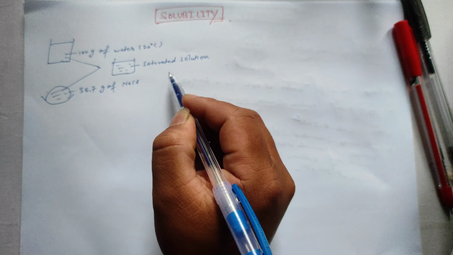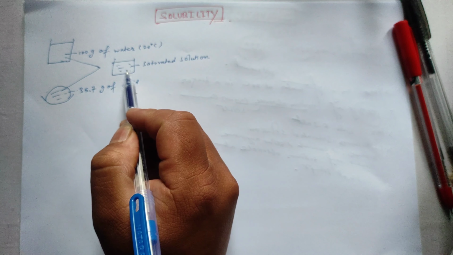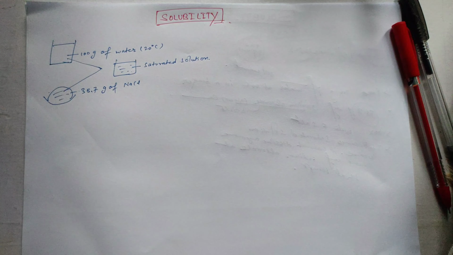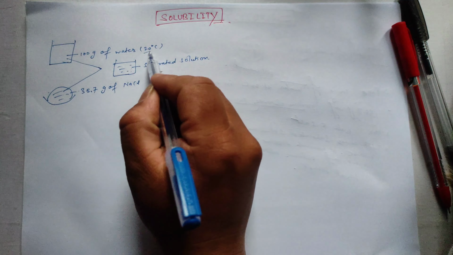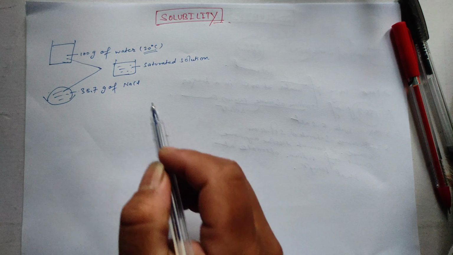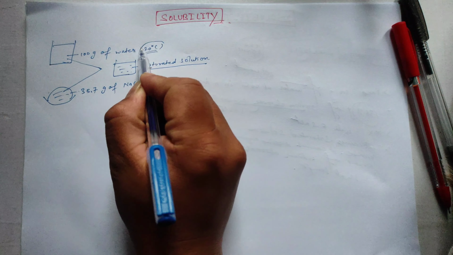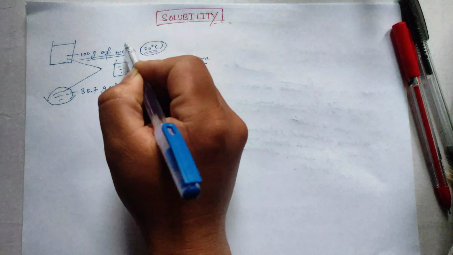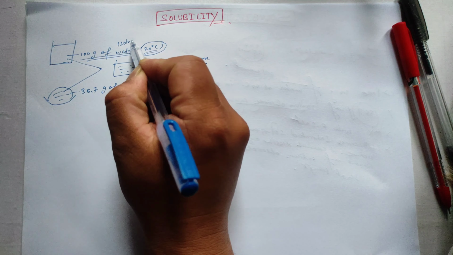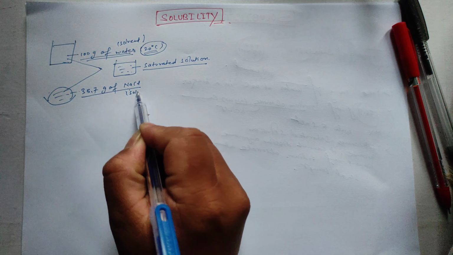It is called a saturated solution because the solution here now cannot dissolve further more amount of sodium chloride at this fixed temperature. Now remember here three things: saturated solution, fixed temperature, 100 gram of water which is an example of solvent, and 35.7 gram of sodium chloride which is an example of solute.